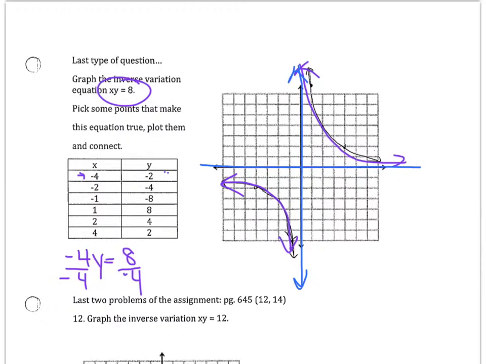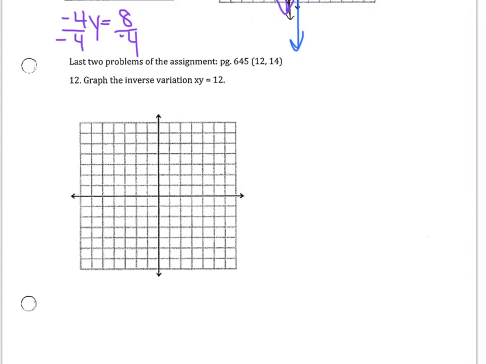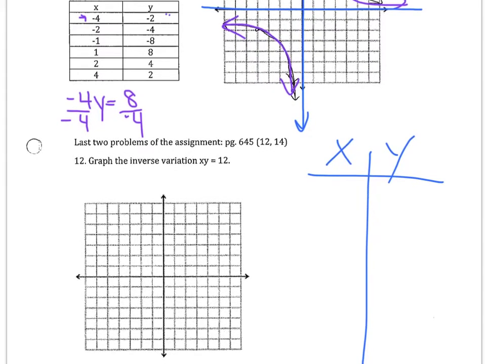We have one problem or two to complete ourselves. So really what you're just going to have to do is take a t-chart, and in this case I would just go with the same values I plugged in up on top. I'm going to plug in -4, -2, -1, 1, 2, 4. You're going to plug in each of those values and find those y's. Then plot all those ordered pairs on the graph.